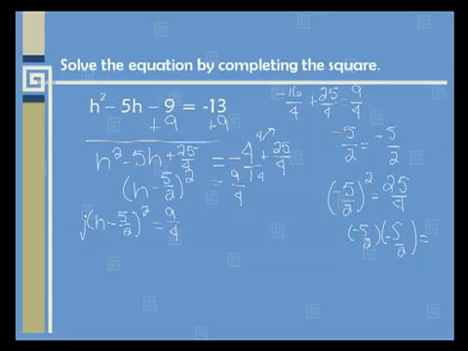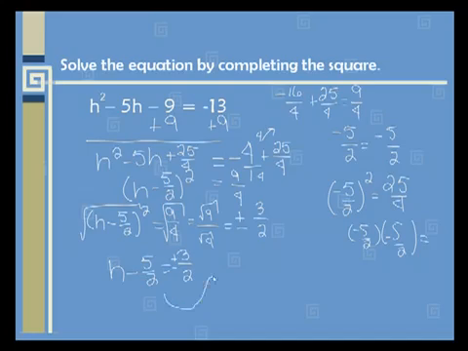Now once again, just like before, take the square root of both sides. So h minus 5/2 equals the square root of 9/4. We could say that's the square root of 9 over the square root of 4. That would equal plus or minus 3 over 2. The square root of 9 is 3, the square root of 4 is 2. Plus or minus. Okay, now we're just down to figure out the two answers.